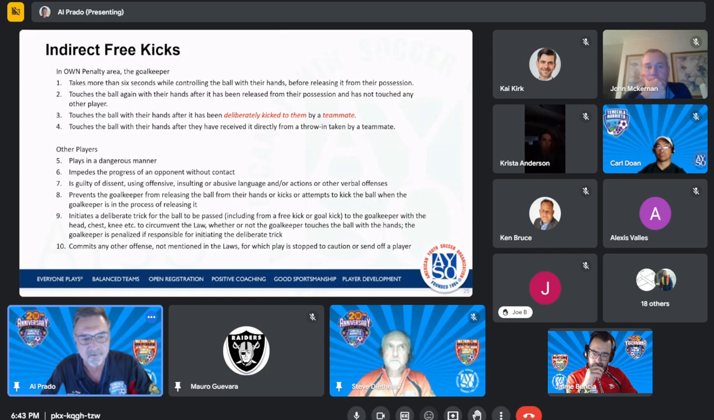The last one is sort of the same as number 7: commits any other offense not mentioned in the laws of the game for which play is stopped to caution the player. So if you have to stop the match to caution the player, the restart is an indirect free kick.